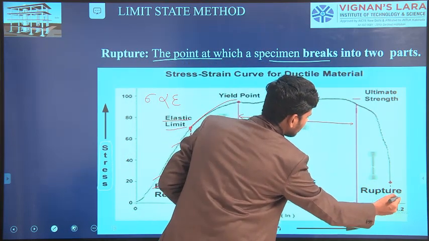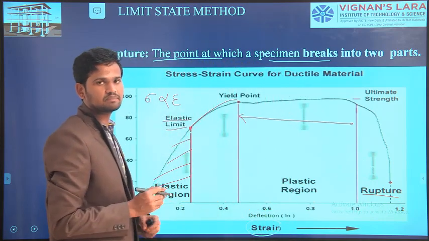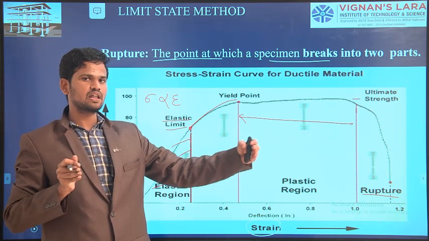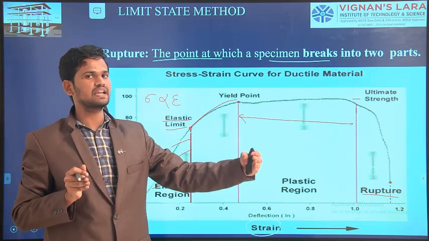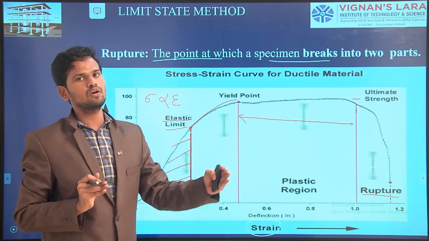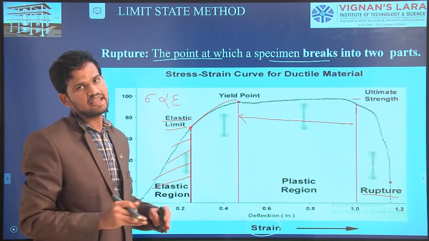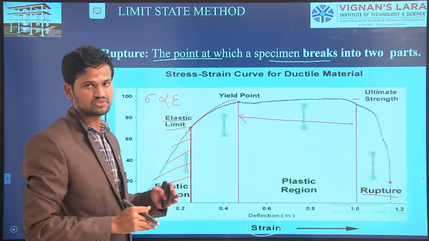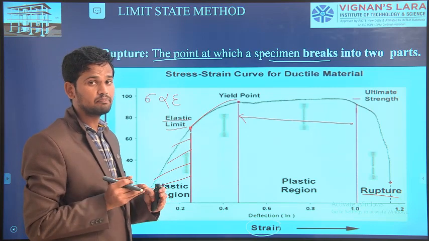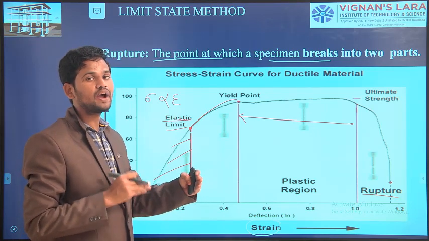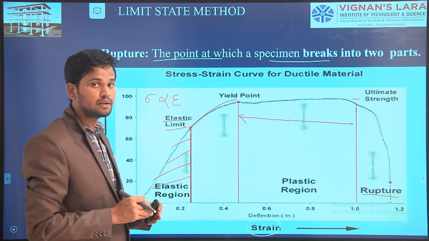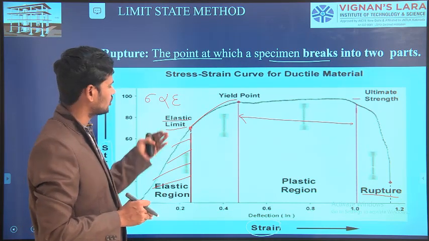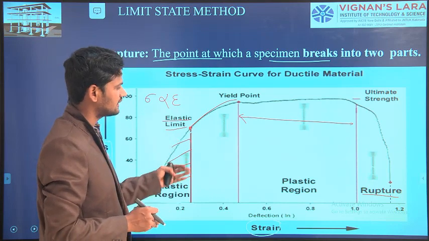And next is the rupture portion. In the rupture portion, what will happen? Again, if you keep increasing the load, due to this continuous increase, at a certain amount of load the material may break into two pieces. That is the concept of rupture. The point where the material breaks or ruptures will be called the ultimate strain, or that load will be called the ultimate load. We will discuss it briefly.